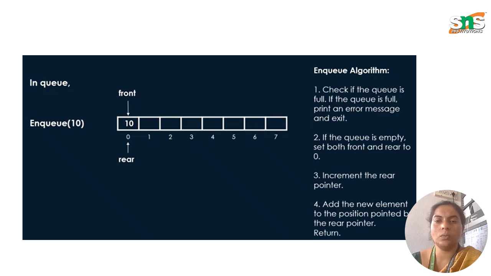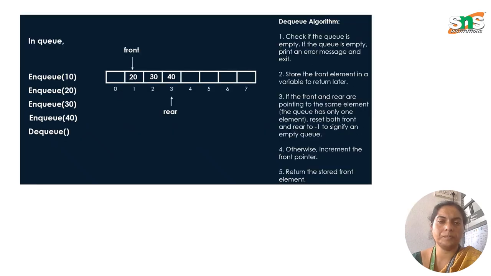So this is how the algorithm works. First we have to check if the queue is full or not. If the queue is full, then we have to print an error message and just exit. If the queue is empty, then set both the front and the rear pointer to 0. Then in case of insertion, we have to increment the rear pointer, then add the new element to the position pointed to by the rear pointer, and then we have to return from the algorithm.